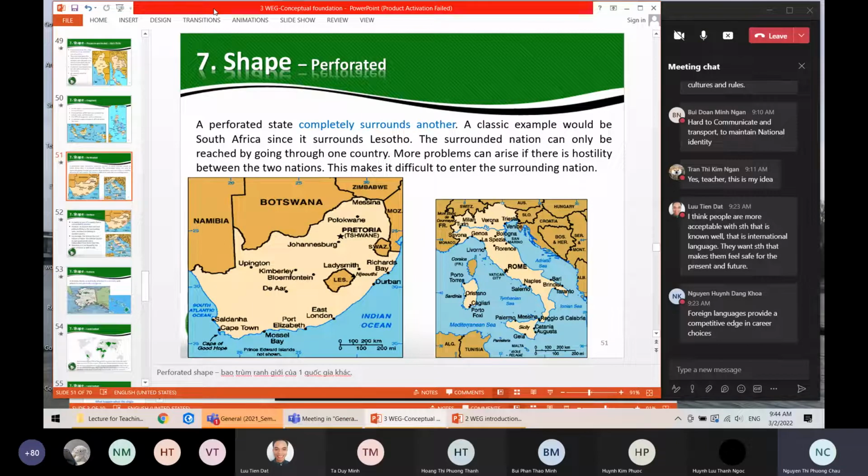Okay, so should we continue? Hopefully you have good notes for the previous shapes of nations to support your exam. Then we continue with the next shape of nation, which is perforate.